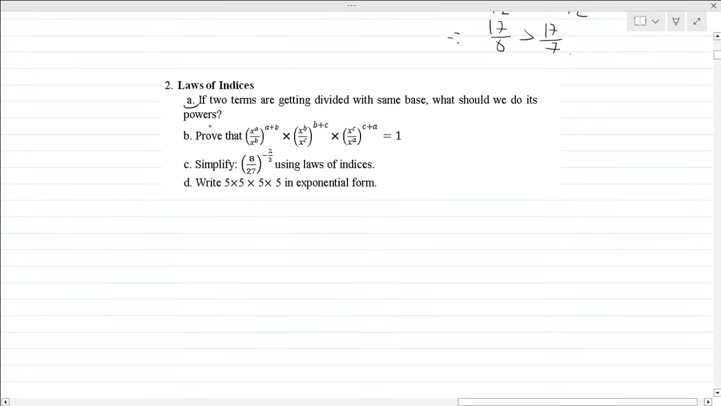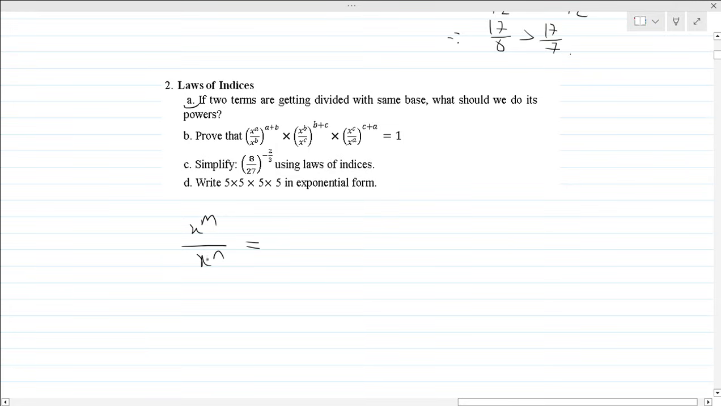It says, what if two terms are getting divided with the same base? What should we do with the power? The thing is, two terms with the same base are getting divided, x power m by x power n. To deal with the powers, we have to look here.